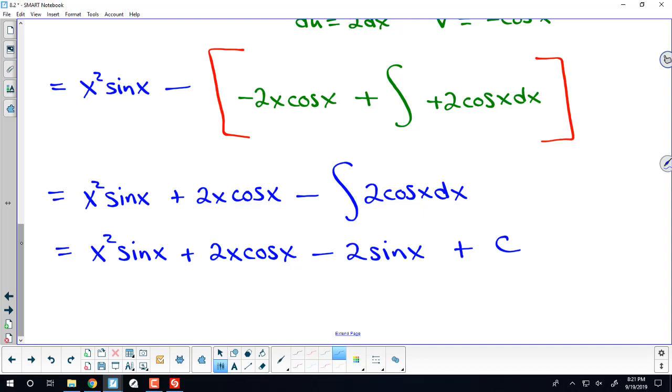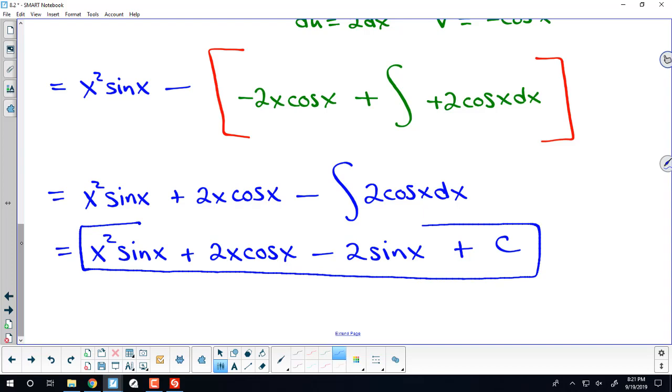It's kind of a hassle to keep up with constants with a process like this. So just put it in at the end, because all of the other constants that emerge will be combined to make one large constant. All right, any questions on that example? So be careful with your signs is the main thing here.